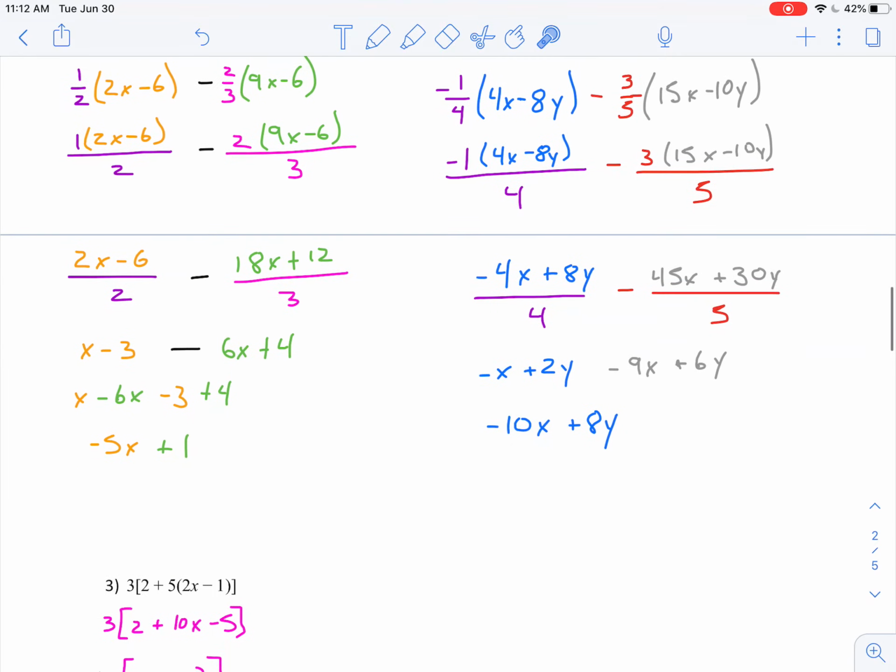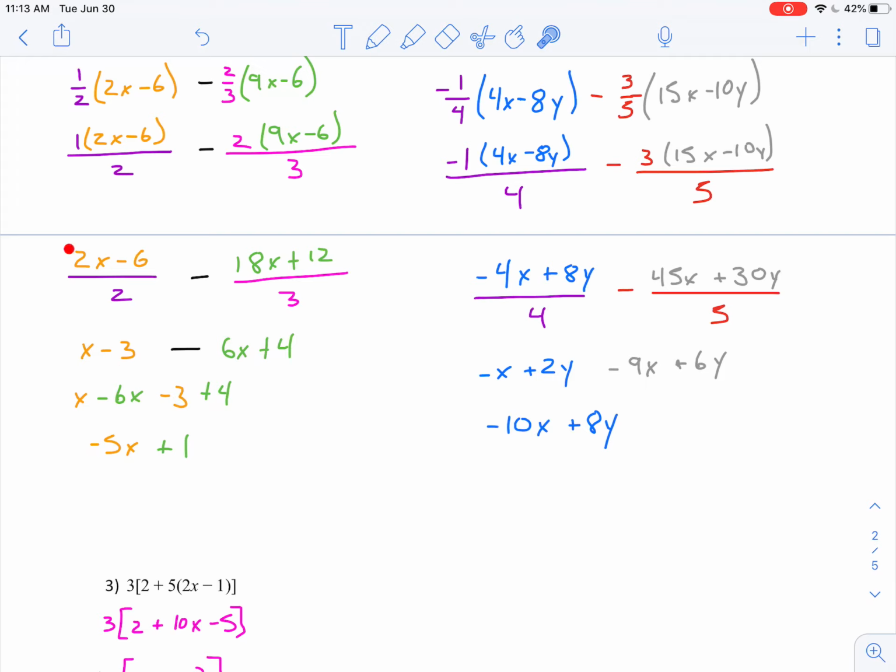Now I go ahead and I distribute the 1. So distributing the 1 basically changes nothing. So I'm left with 2x minus 6 divided by 2. And then I distribute the 2, so I would get 18x plus 12, right? 2 distributed in here, all that divided by 3. So now I can go ahead and I can actually take half of 2, which is 1, half of negative 6, which is negative 3.